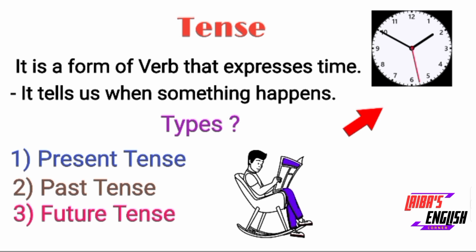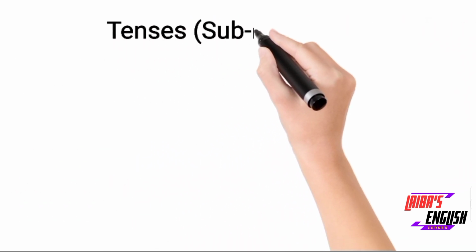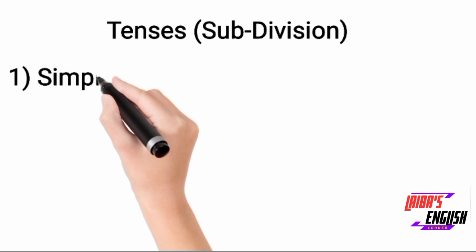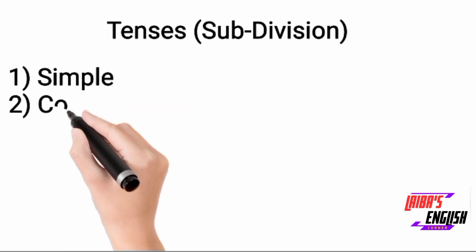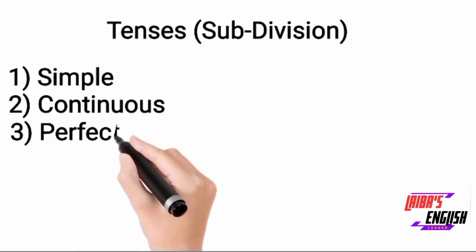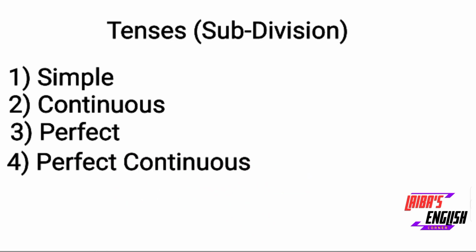Now these three types of tenses, present tense, past tense and future tense, are further divided into four types, which is known as tenses subdivision. Number one is simple: simple present, simple past, simple future. Second is continuous: present continuous, past continuous and future continuous. Then is perfect: present perfect, past perfect, future perfect. And then is perfect continuous: present perfect continuous, past perfect continuous and future perfect continuous.